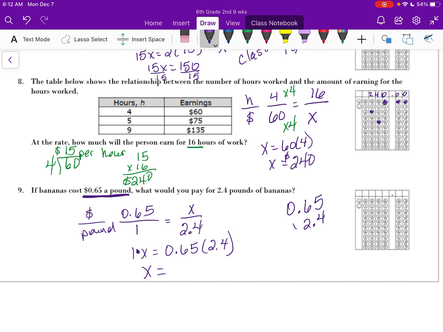Remember, when you multiply decimals, you do not have to line up the decimal. You just have to line up the numbers, 24, 65. And we're going to move 1, 2, 3, 1, 2, 3. So it'll be $1.56.